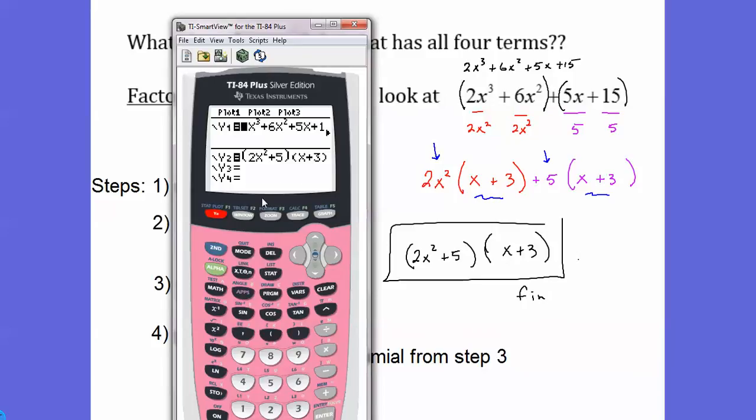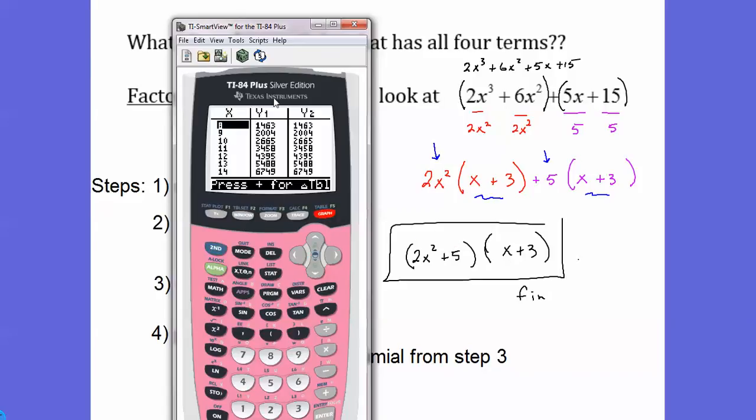That's here. And then down in this line, I have my final response. So if I were to check the table or graph, I would see that my y1s match my y2s, a strong indication that I've done it correctly.